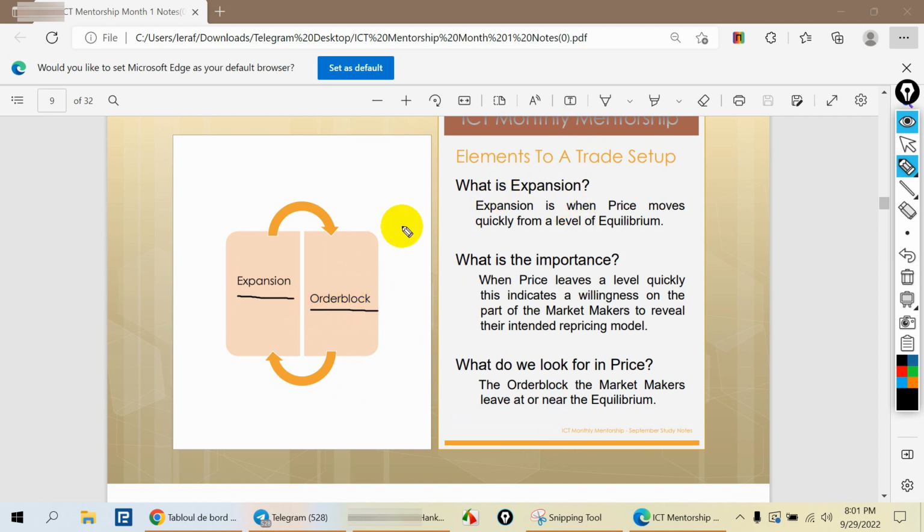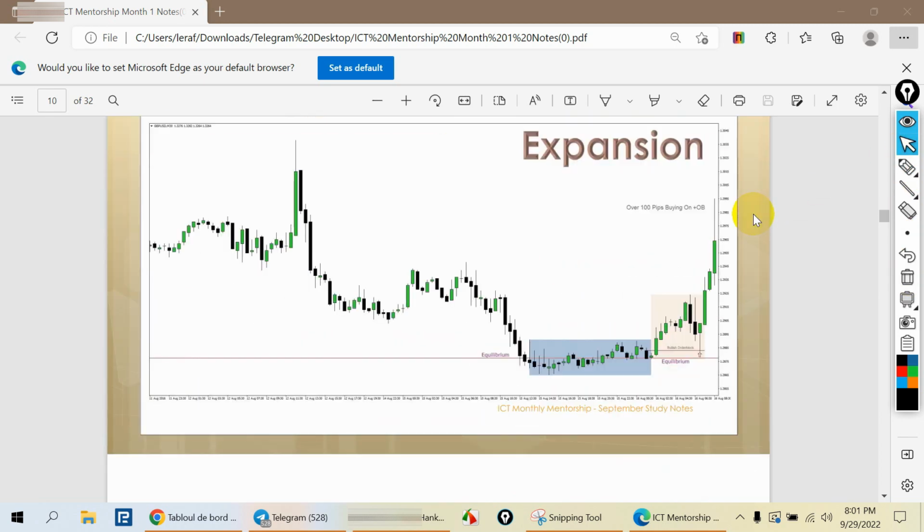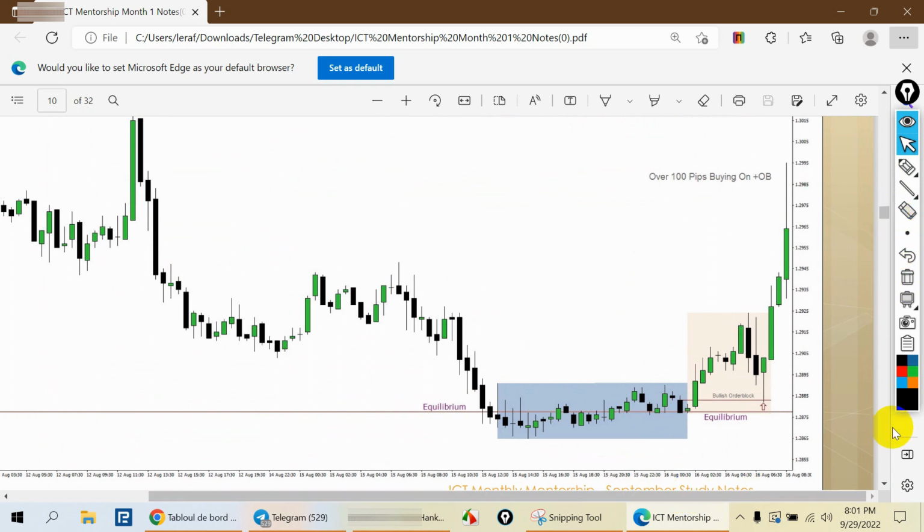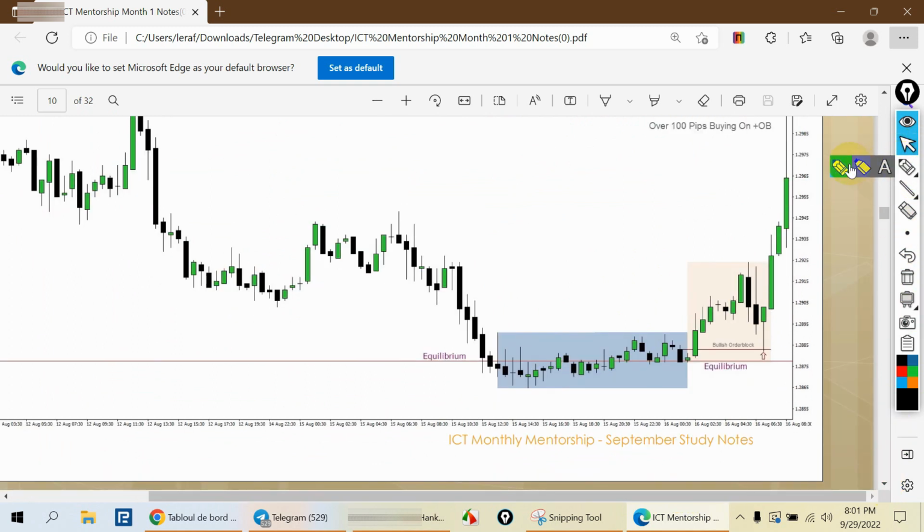Okay, so it says here that an expansion is when price moves quickly from a level of equilibrium, and the thing that we look for in price is going to be the order block that market makers are going to leave at or near the equilibrium. Now, if we move a little lower in here, we're going to see that he provides an example. Let me zoom that in for you so that you can see it better. And in here, in his example, he's basically showing us how to frame that area when price is in equilibrium.